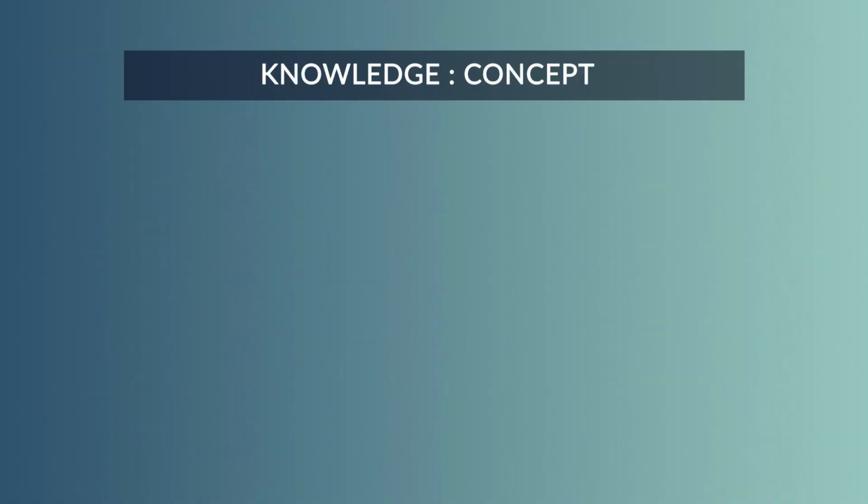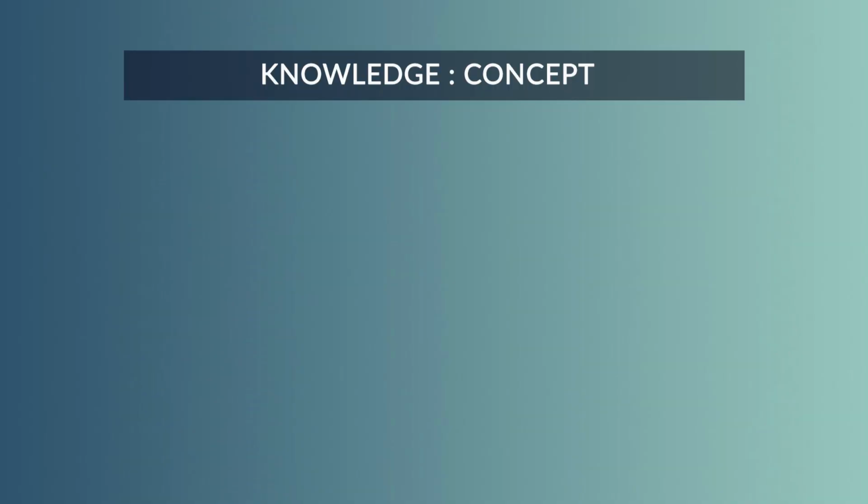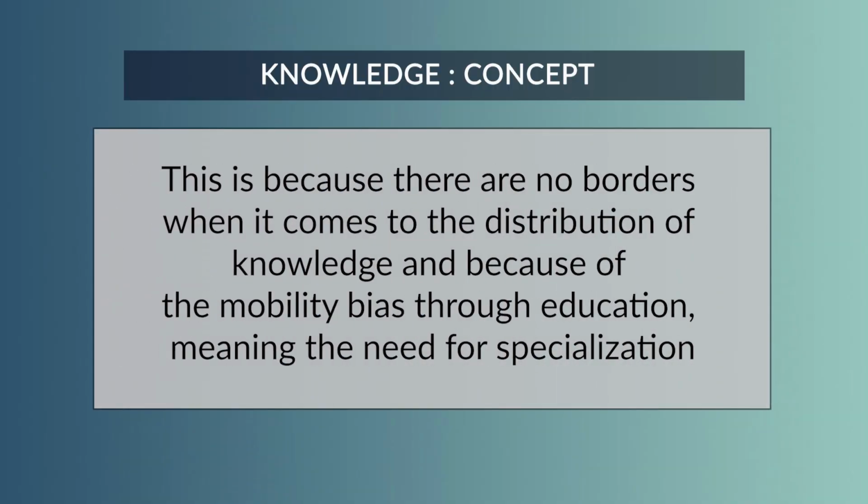This basically refers to some of the important documents which are cited to support the concept of knowledge. Whenever we consider the major document of the global political economy in the knowledge age, it is said that more than 50% of the GDP is based on the production of knowledge. That means whatever the structure of the GDP, knowledge creation is important. Moreover, we want to check that there are no borders, because knowledge should be disseminated to any part of the world without any cost. So no borders and no language barriers should come up, in order to make the knowledge available and also to understand the meaning.